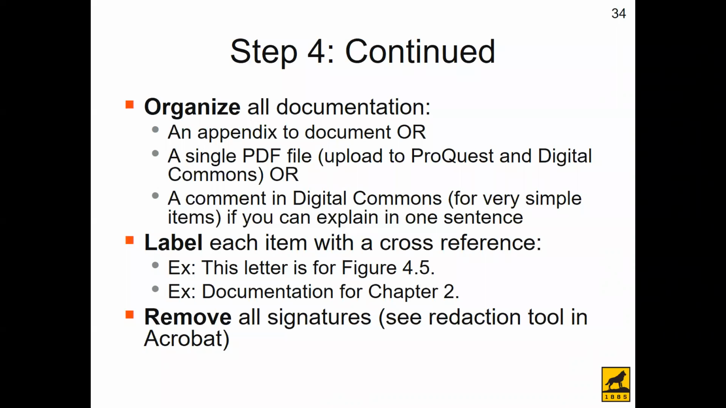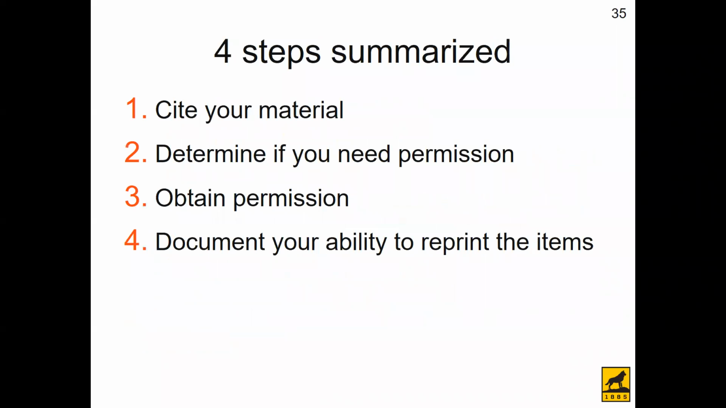We would also want you to label all these materials because nobody wants to look through 40 pages of licensing agreements without knowing what it's for. So a simple label like this is for figure 4.5 or this is for chapter 2 or whatever it is, just a little label somewhere. And again, remove your signatures. So cite your material. Figure out if you need permission, because you don't need permission for everything. If you do, get permission. And then put all that stuff together in one packet. Okay?